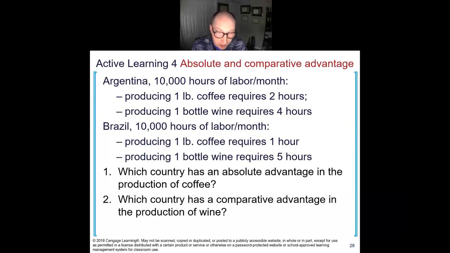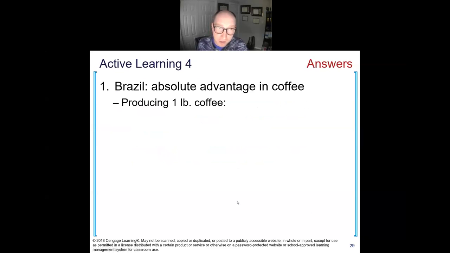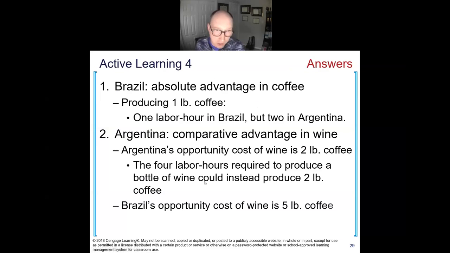So, this one's pretty obvious, right? Argentina has an absolute advantage when it comes to producing wine, and Brazil has an absolute advantage when it comes to producing coffee. And with respect to wine, looking at comparative advantage, Argentina would be the clear one. Again, a lot of it has to do with who can make it for the lowest price, right? That's the idea behind comparative advantage.